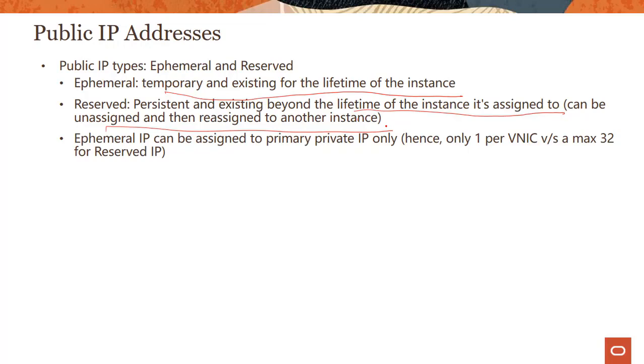An ephemeral IP can be assigned to a primary private IP only. So in a virtual network interface card, how many primary private IPs do we have? We have only one. How many secondary do we have? 31. So ephemeral can only go to one, the primary private, but with reserved you can have 32 reserved public IPs, because one primary private plus 31 secondary private IPs can all have reserved public IPs.